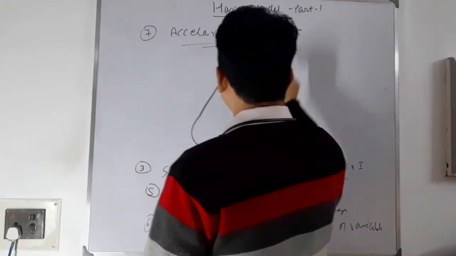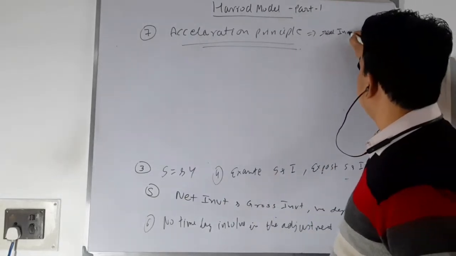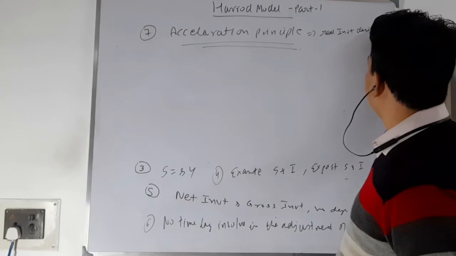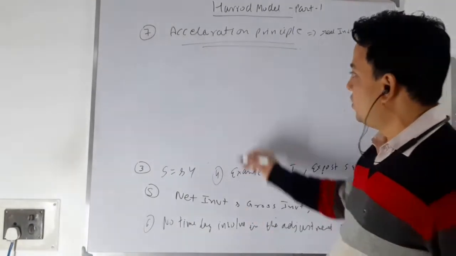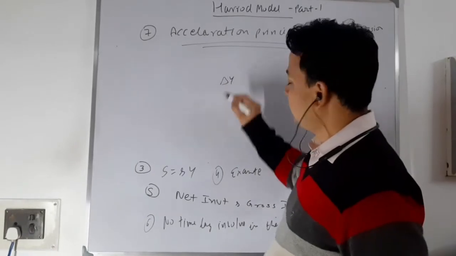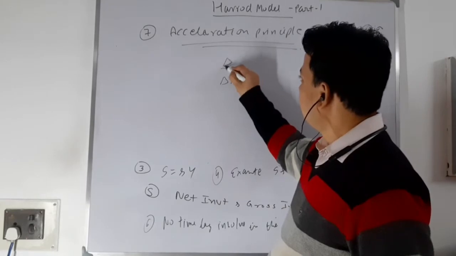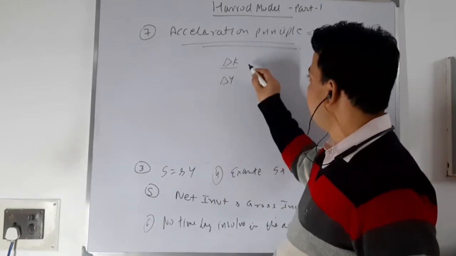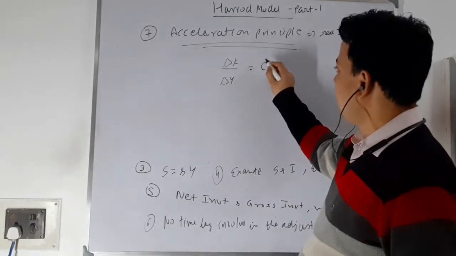He has considered the accelerator principle. The principle shows a real investment decision. So when output is increasing, demand for capital stock will also increase by a certain proportion. What is that proportion? That proportion we see.